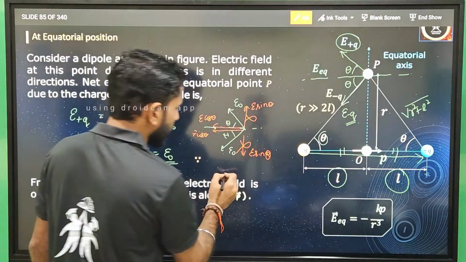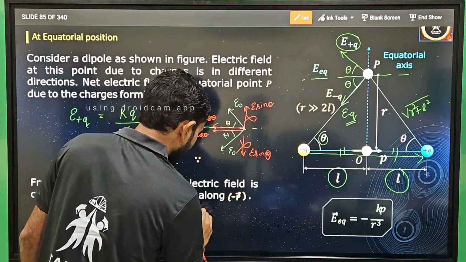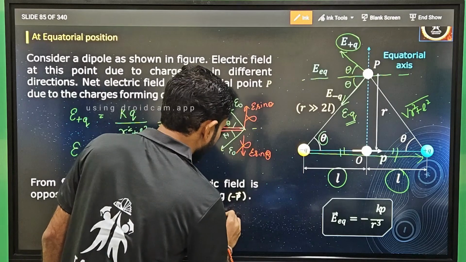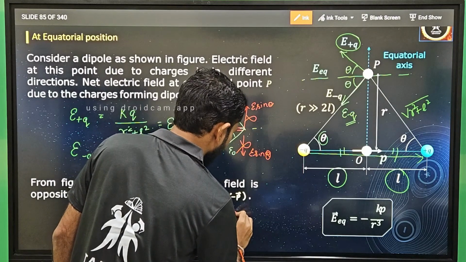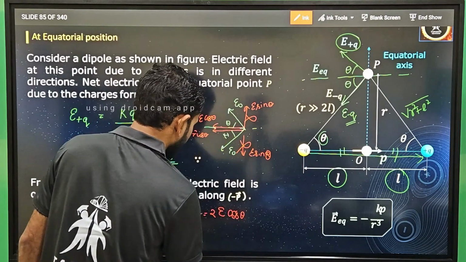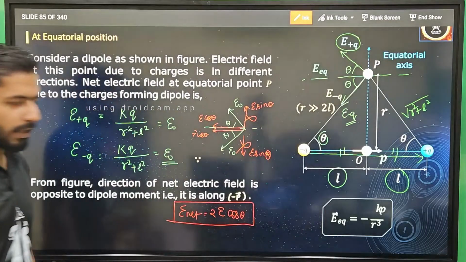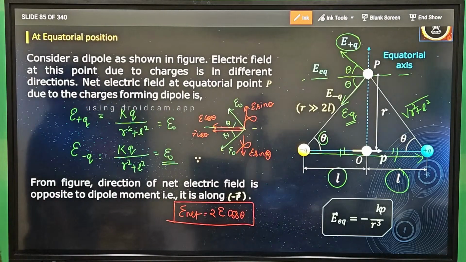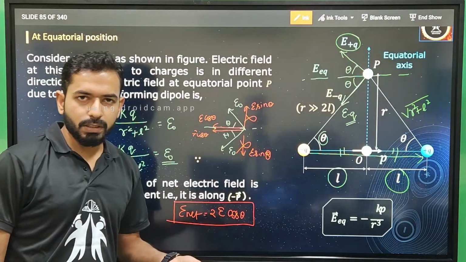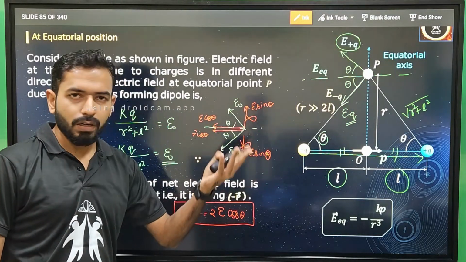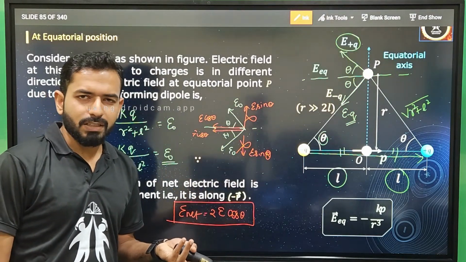What is the net electric field left? It is very simple. Net electric field left is only 2E cos theta, because the perpendicular components got cancelled out by each other. E sin theta is cancelling E sin theta. That's it. Because it is very clear.